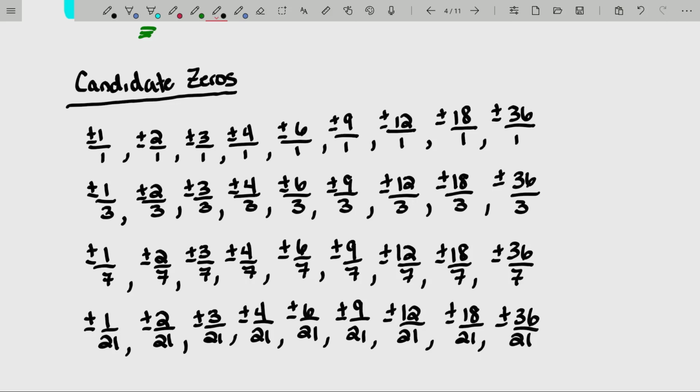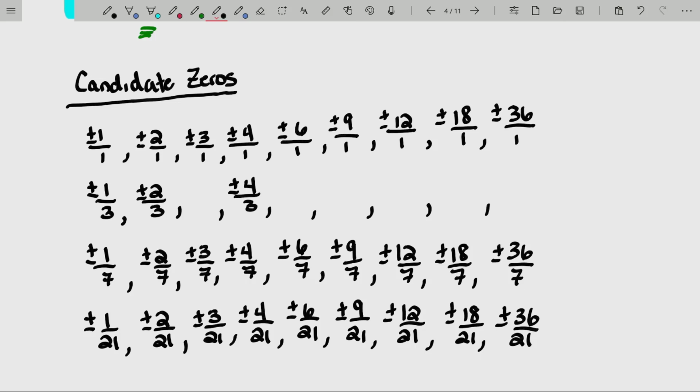Well, there are a few tricks here. One, there's a lot of repeats here. For example, 3 over 3. That's 1. So I'm going to go ahead and just erase that 3 over 3. And 6 over 3. That's 2. So I'm going to erase that. We already have that one. And 9 over 3. Well, that's 3. 12 over 3. That's 4. 18 over 3 is 6. We already have that. And 36 over 3 is 12. We already have that. But it still looks horrendous, right? Well, as far as the sevenths go, there's not a lot of help with the sevenths. They're all viable candidates. And finally, the 21sts.